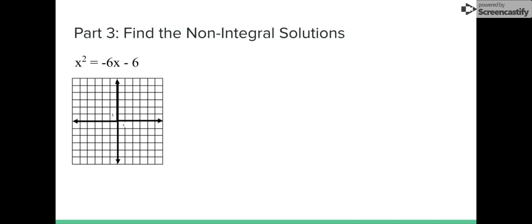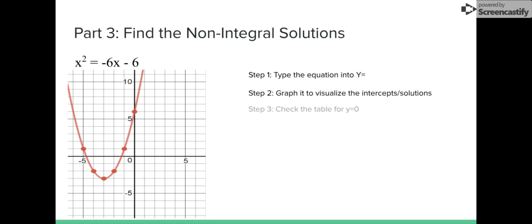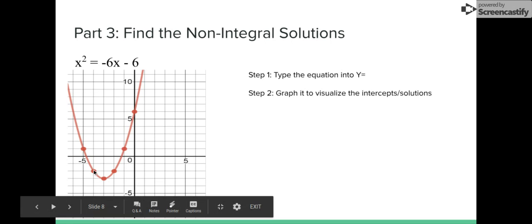So we are still doing the non-integral solutions. This is x squared equals negative 6x minus 6. The way that I typed this in was x squared plus 6x plus 6. If you decide to do negative x squared minus 6x minus 6, in other words, if you decide to subtract x squared from both sides, you will ultimately get the same answer, but your graph will look different than mine. It'll be the same graph, but it'll flip upside down. That's okay. It's still going to cross the same point, so it's all right.